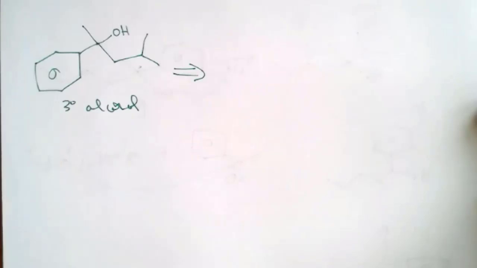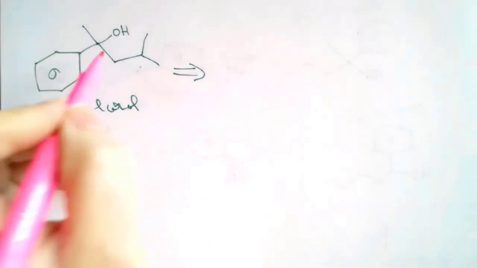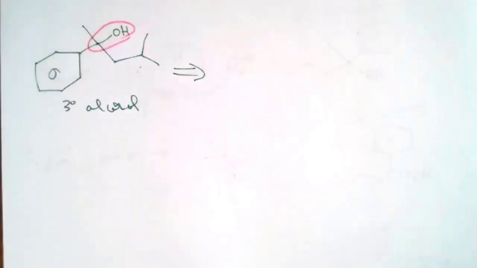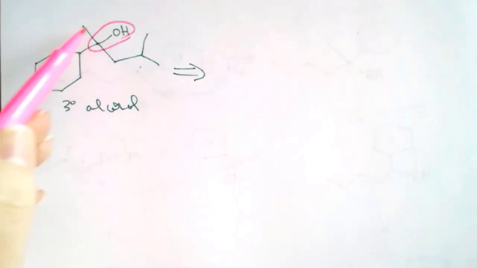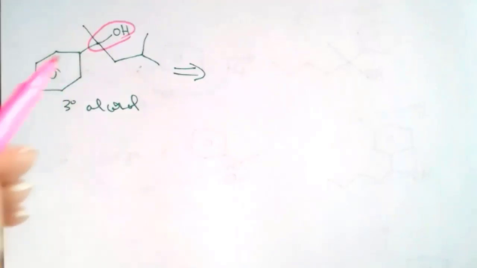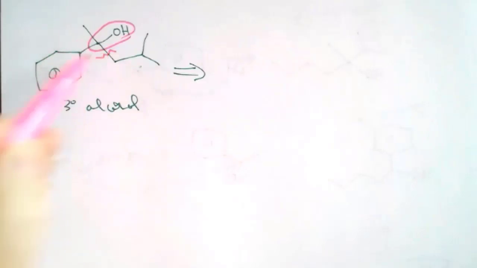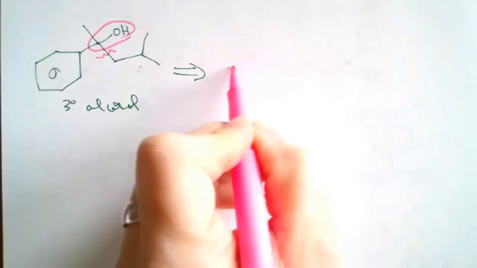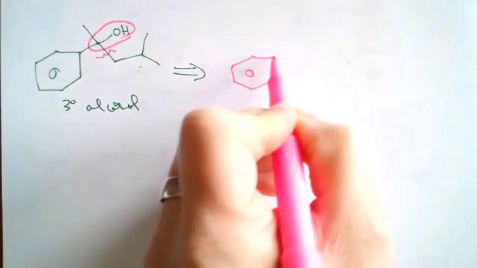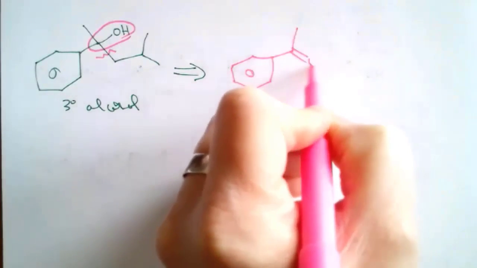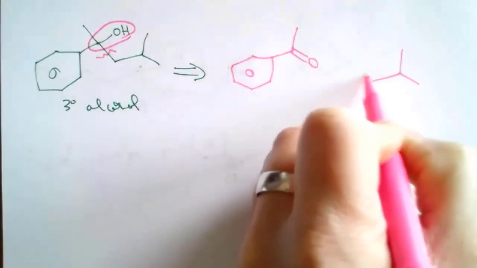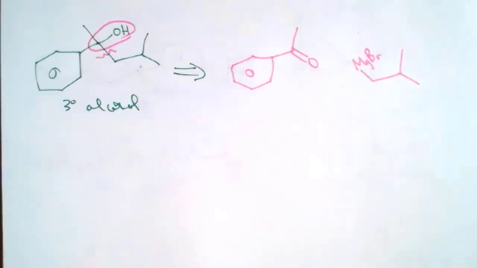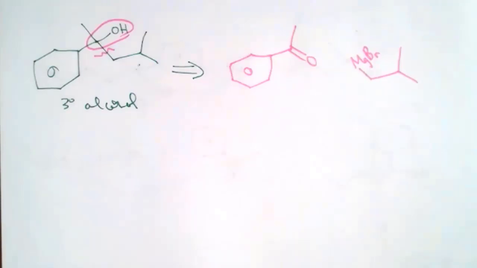Can you imagine 3 separate ways to make this alcohol? I hope so. Let's draw them. Start by circling the carbon that has the OH. And you could imagine breaking any of the 3 bonds around it. We're going to do this one in pink. There's my ketone and my Grignard in pink.